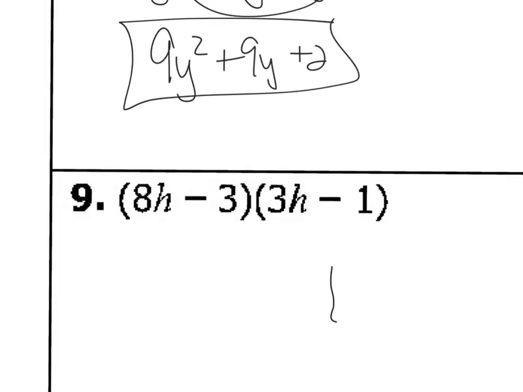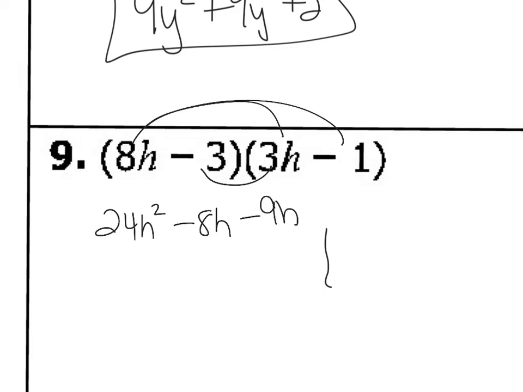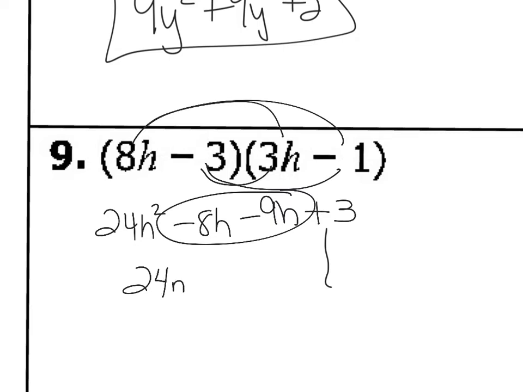Okay. And then 8h times 3h is 24h squared. 8h times negative 1 is minus 8h. Negative 3 times 3h is minus 9h. And negative 3 times negative 1 is positive 3. Combine your like terms. So your answer will be 24h squared minus 17h plus 3.